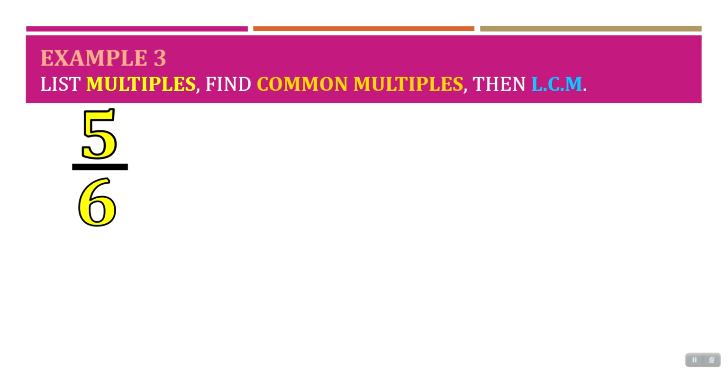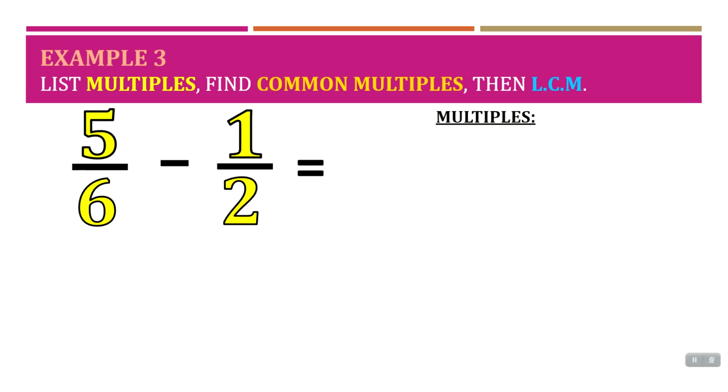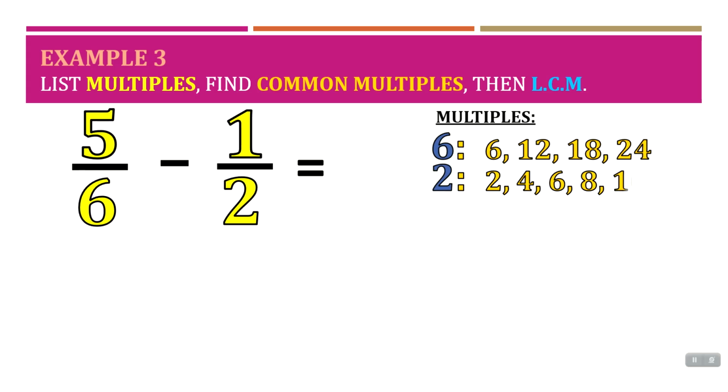Example 3. 5/6 take away 1/2. Do you notice that the denominators again are different? Therefore, these are unlike fractions, and we have to find the multiples of 6 and 2 to find the LCM, or least common denominator. The multiples of 6 are 6, 12, 18, 24. The multiples of 2: 2, 4, 6, 8, 10, 12, and so on. These come from our timetables, and we list as many as we need to in order to find a number in both that is the same.